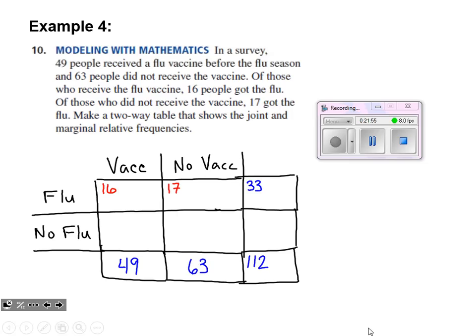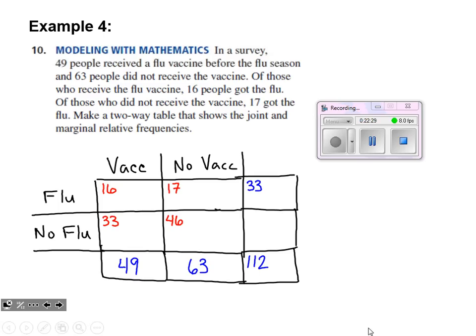All right, let's see if we can fill in the remainder of our table, because we've already entered all the numbers that we were given. 49 people got the flu vaccine. We know 16 of them, unfortunately, got the flu. That means that 33 of them were vaccinated, and it worked. They did not get the flu. Now let's look at the next column. 63 people did not get the vaccine, 17 of which did get the flu. That means there were 46 that didn't get vaccinated but happened not to get the flu anyway.